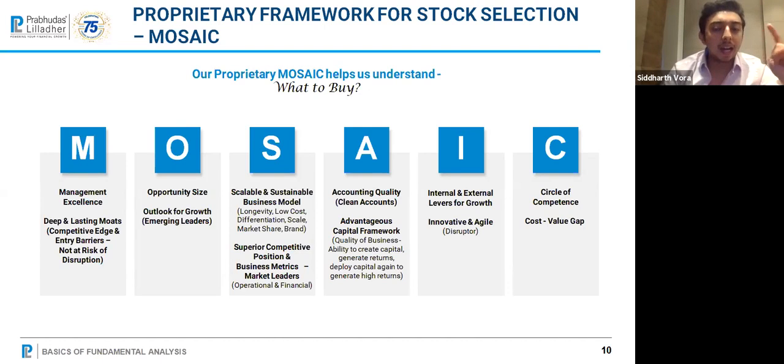The next point is I. Again, for I, we have 2 points: internal and external levers for growth, innovative and agile. Internal and external levers for growth means last 5 साल 10 साल में कंपनी ने जो ग्रोथ किया वो किया. इधर से आगे क्या? How do I identify इधर से आगे ग्रोथ कैसे आएगा? रेगुलेशन चेंज हो रहा है, डिमांड सप्लाई डायनामिक्स चेंज हो रहा है, बिकॉज कोई ट्रेंड चेंज हो रहा है जिसके वजह से मेरा प्रोडक्ट का डिमांड बहुत बढ़ जाएगा या बहुत कम हो जाएगा, वो सब देखना है.